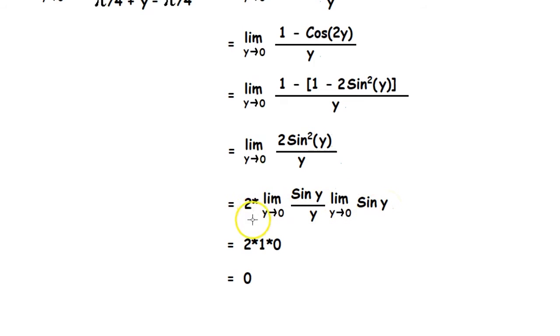So this gives us 2 into 1 into, here we use direct substitution. So sine 0 will be equal to 0. So our final answer will be 0.